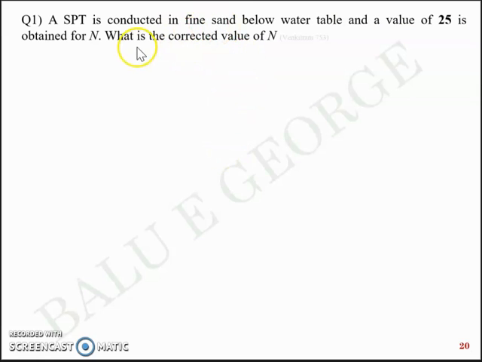So it's fine sand below the water table and it's the dilatancy correction that you need to apply, which is given by Nc equal to 15 plus half of (N minus 15), where N, the uncorrected value, is given as 25 and you're asked to find the corrected N value Nc. So it's very simple, you just have to substitute: 15 plus (25 minus 15) into half, that gives you 20.